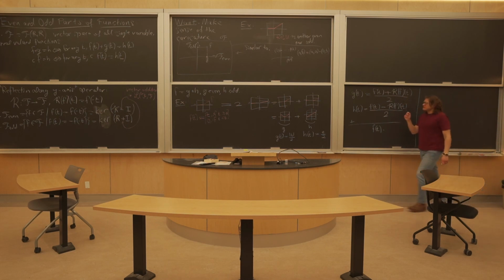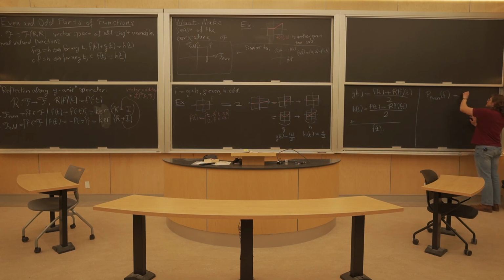And indeed, this operation that takes my function and projects it down to g is a certain linear operator whose formula is here. So I can write it like this. Let me define p sub even of f to be f plus r of f divided by 2, and p sub odd of f is the corresponding operator here. If I wanted, I could also get rid of this f and write these in shorthand like this.